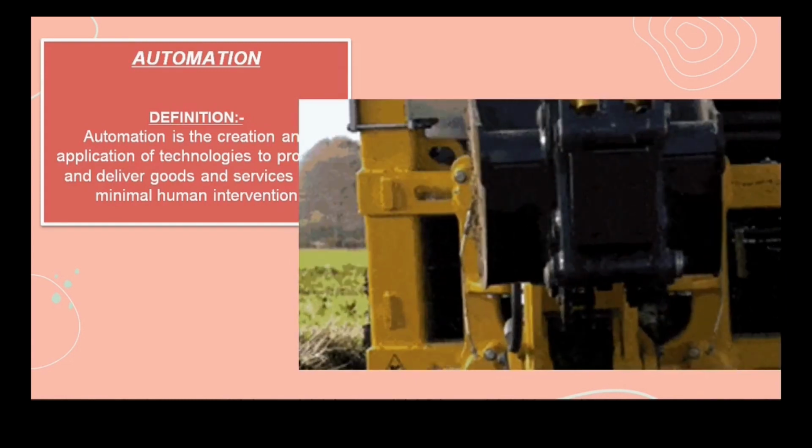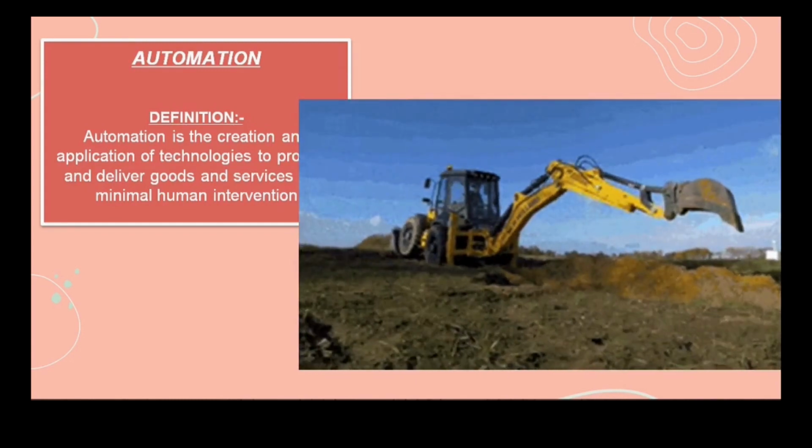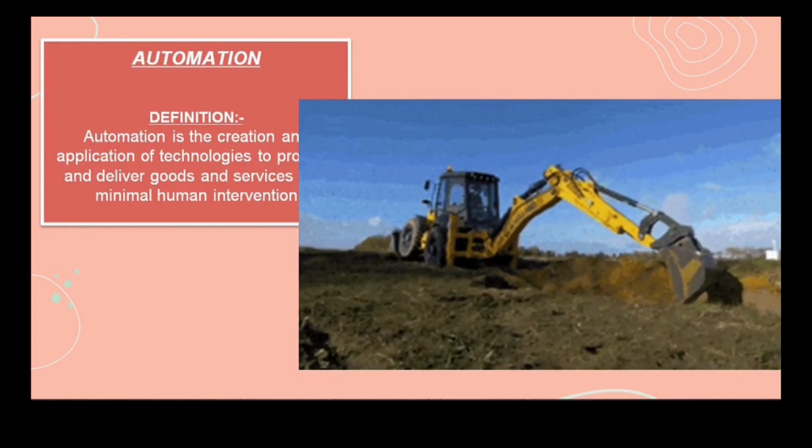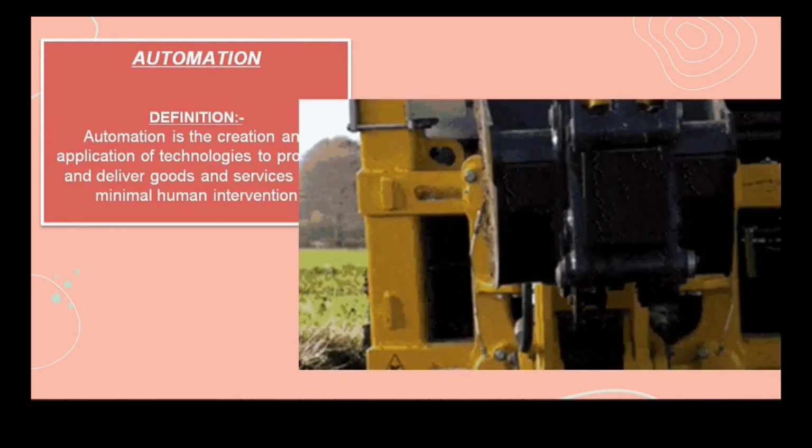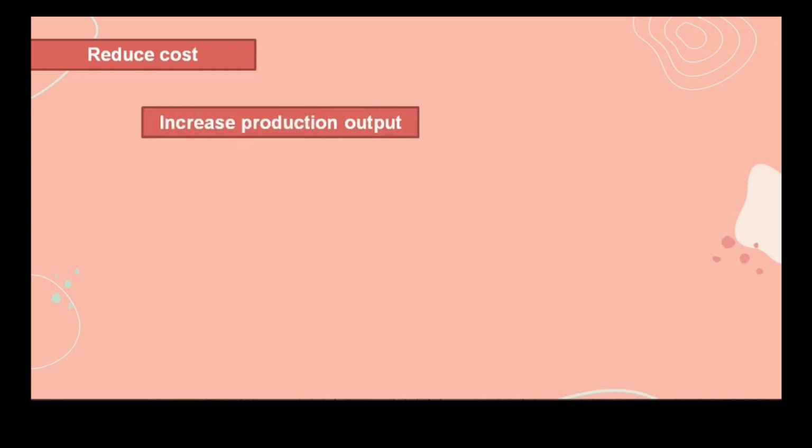Like here you can see in the image, it will minimize the labor, or it will substitute the laborers that are working on the site, which in turn will reduce cost. Why? Because this machine can perform the work of at least 7 to 8 people. So it will reduce the cost. It will substitute the workers that were working on the site. Next, it will increase the production output. Why? Because it is performing the work of 7 to 8 people, so obviously it will increase the production output.